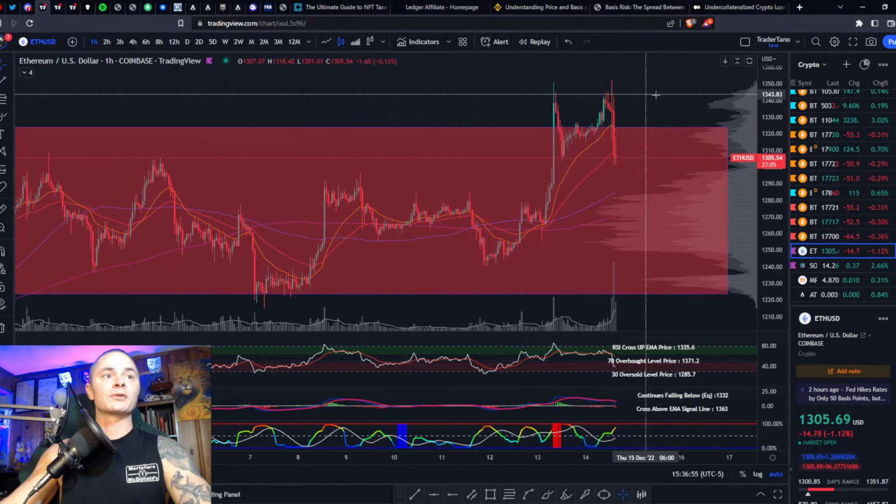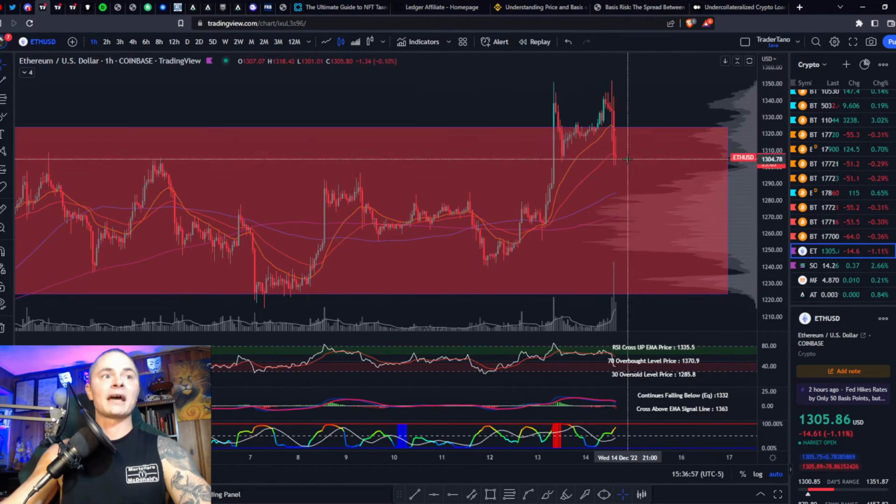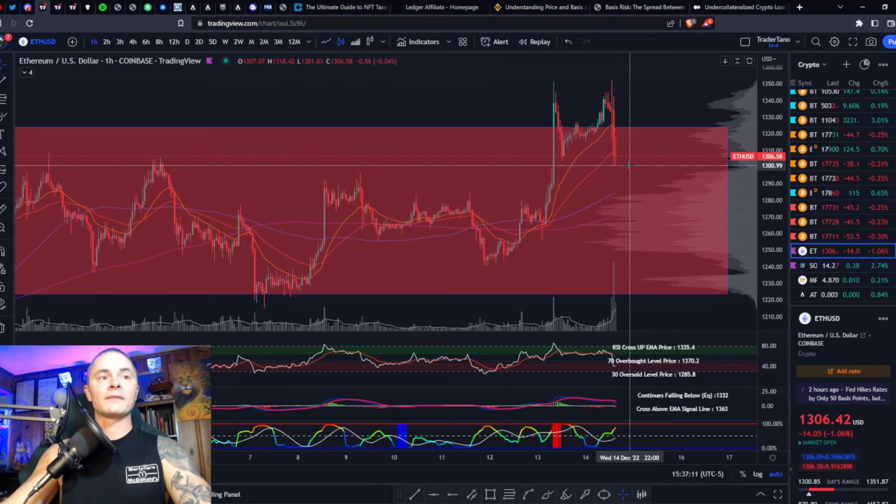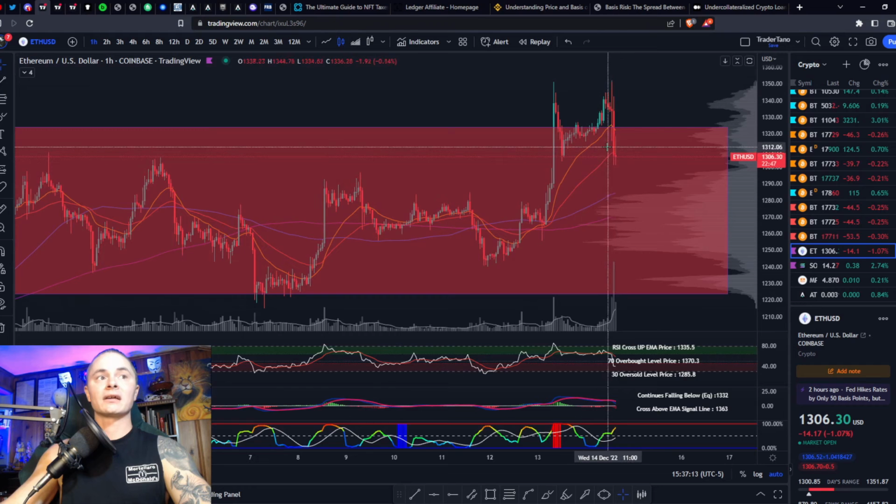So here in Ethereum, did have a double top. Now we're forming an M pattern. Cross below the 50, we could come down to 1284, possibly, maybe a little lower to 1295. We did stop at the 1300 level, like we've been talking about. We've been talking about that 1300 level for a while.